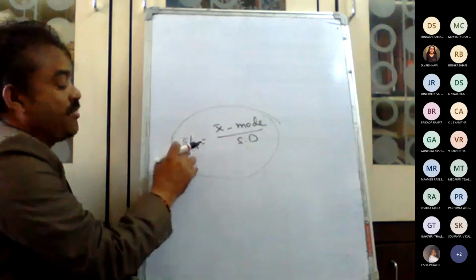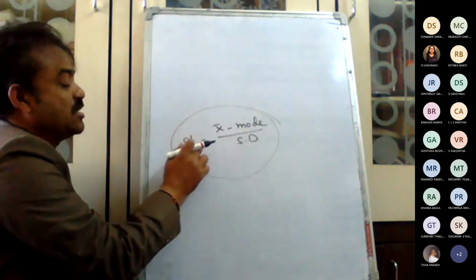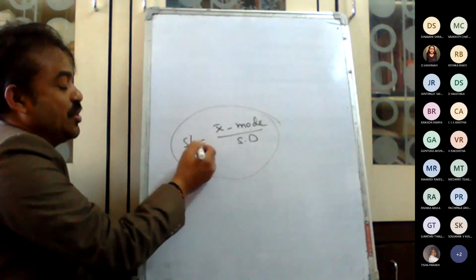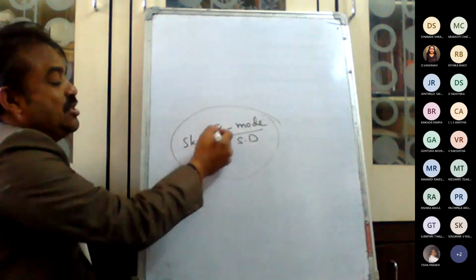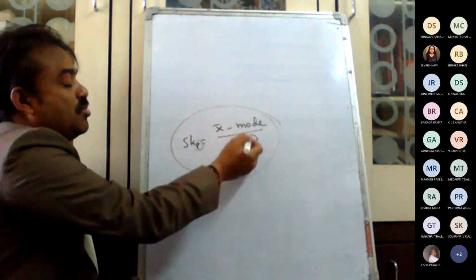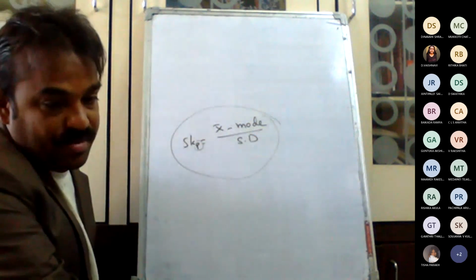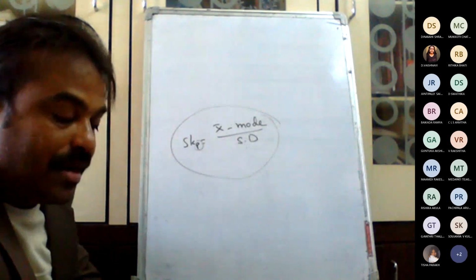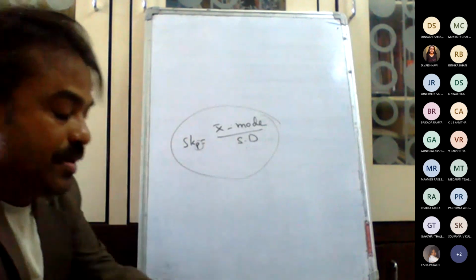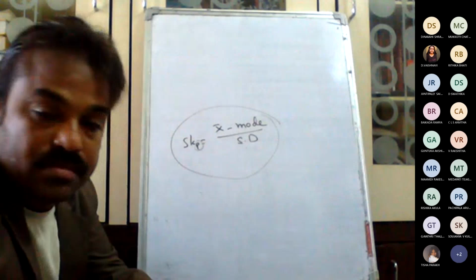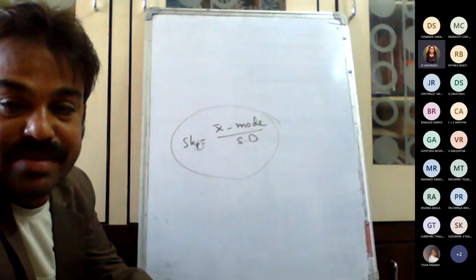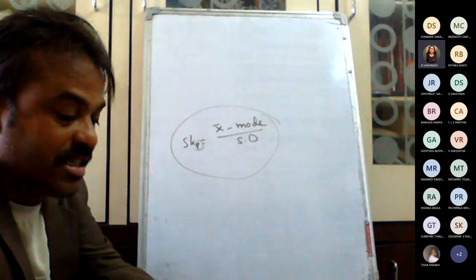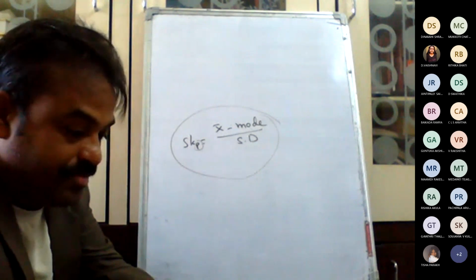Remember, Karl-Pearson coefficient of skewness. P means Karl-Pearson, SK skewness by Pearson is equal to mean minus mode divided by standard deviation. Okay? You know how to calculate mean. What is the formula? Individual series, calculation of the mean: sum of observations by number of observations. In case of the discrete series, sigma fx divided by n.